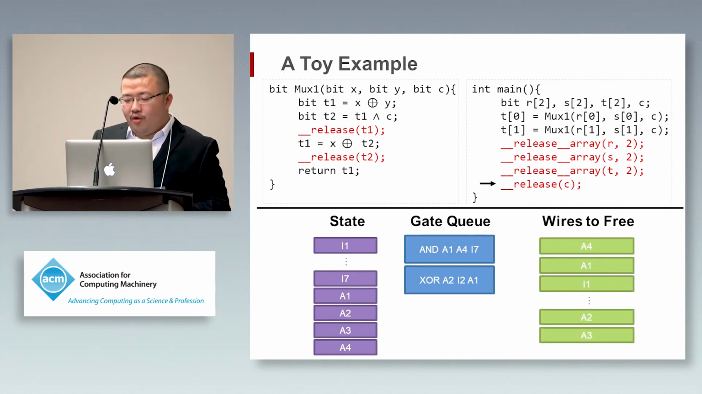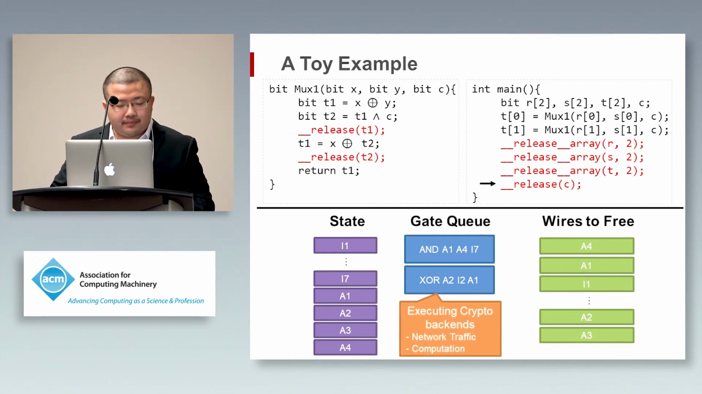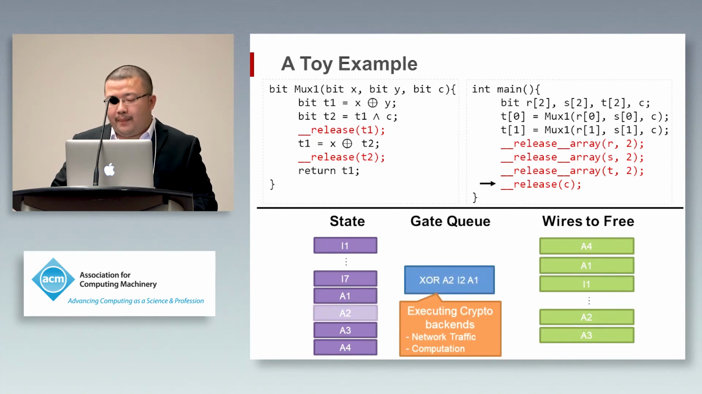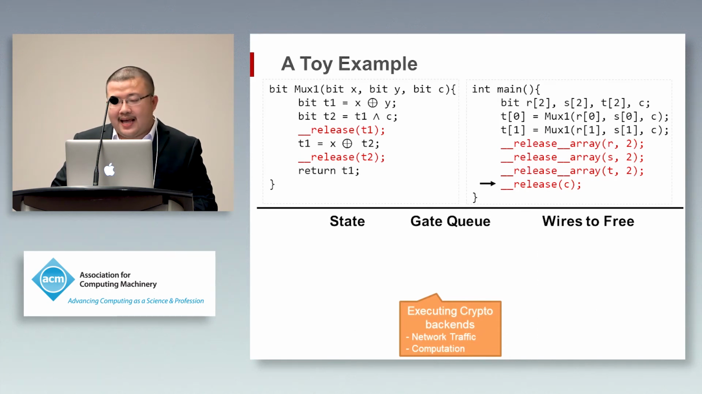At this point, we have reached the end of the program. We will kick off the last batch of real execution. Like we have seen, gates in the gate queue will pop and execute. All the wires will be updated. After the gate queue is empty, the destructible wires will be deallocated. After that, our execution is finally finished.